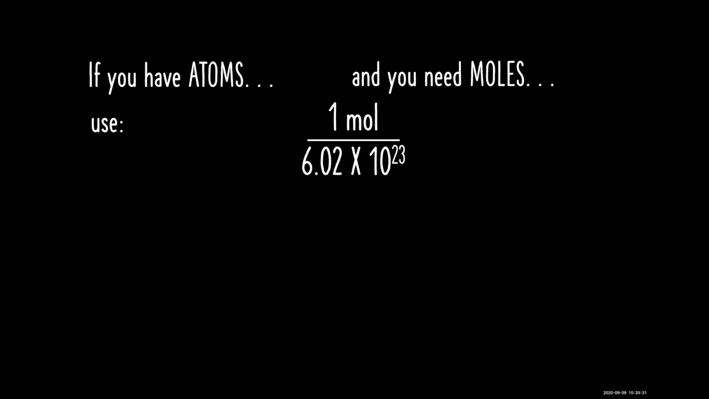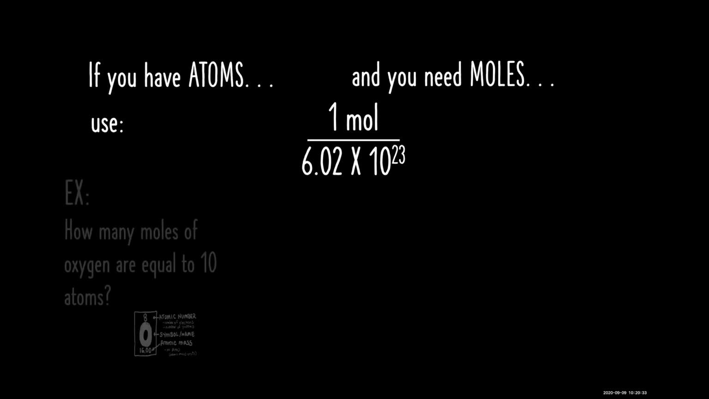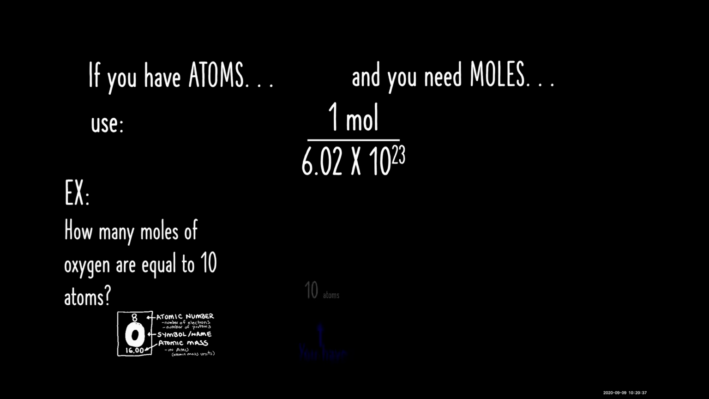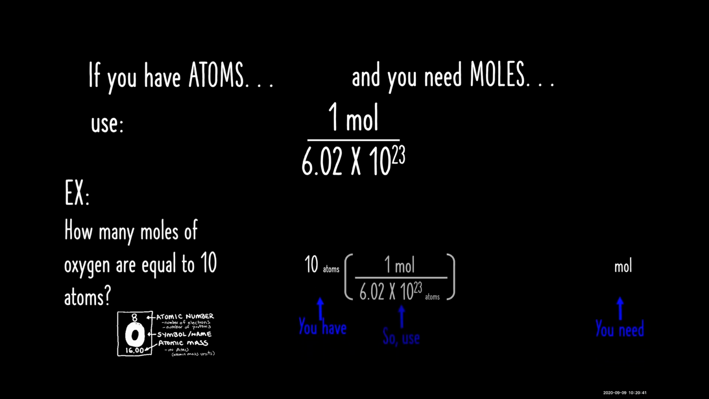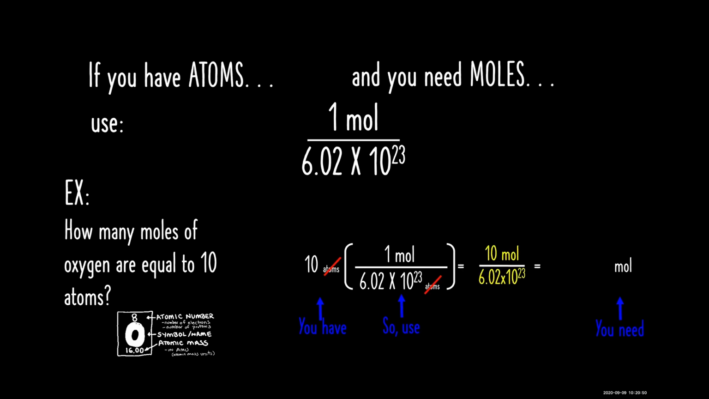If you have atoms and you need moles, use this conversion factor, 1 mole over Avogadro's number. How many moles of oxygen are equal to 10 atoms? You have 10 atoms, you need moles. Multiply your 10 atoms by the conversion factor of 1 mole over Avogadro's number. Your answer is 1.66 times 10 to the negative 23rd moles.